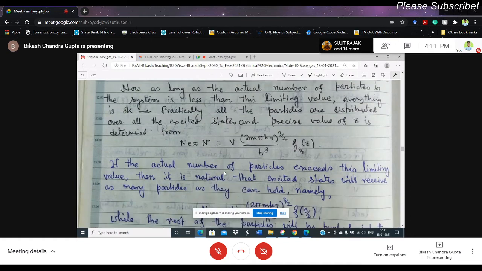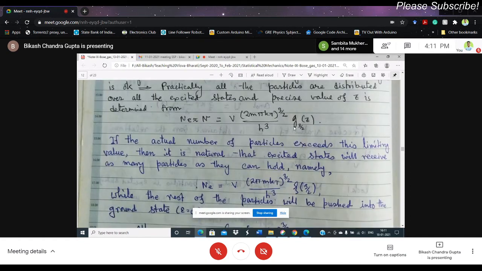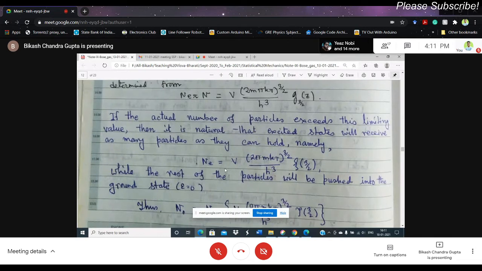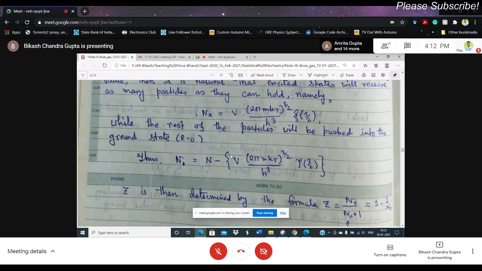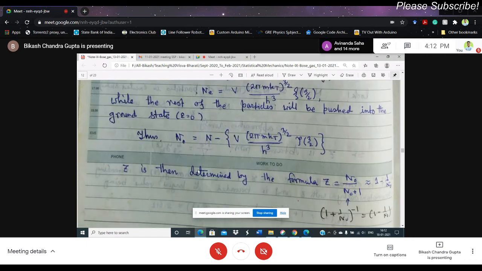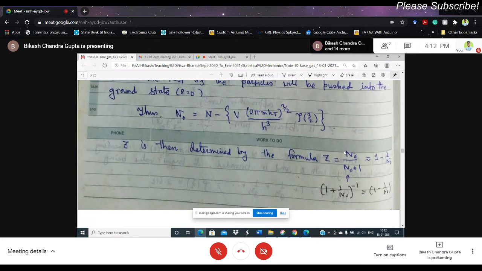Now, if the actual number of particles exceeds this limiting value, then it is natural that the excited states will receive as many particles as they can hold, namely this, and the rest of the particles will be pushed back to the ground state. Therefore, N0 equals N minus Ne. Now z is determined by the formula z equals N0 by N0 plus 1.